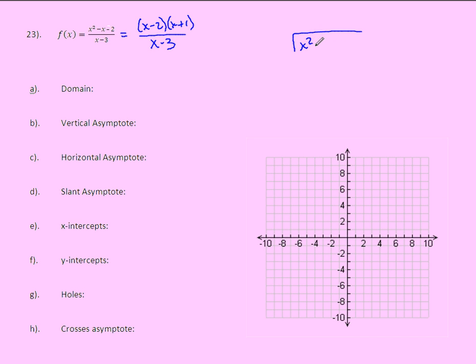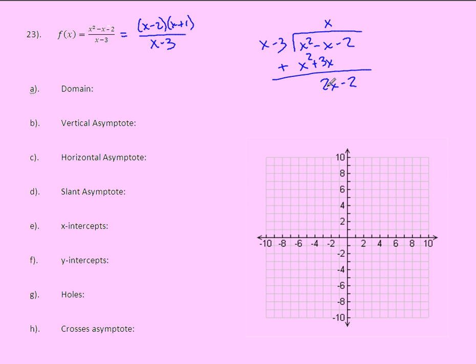So I'll have x squared minus x minus 2 on the inside, x minus 3 on the outside. Okay? X times what gives me x squared? That's just x. So that becomes x squared minus 3x. I'm going to subtract. When I do that, I will get negative x minus negative 3x, which means plus positive here. So I'll have positive 2x and minus 2.